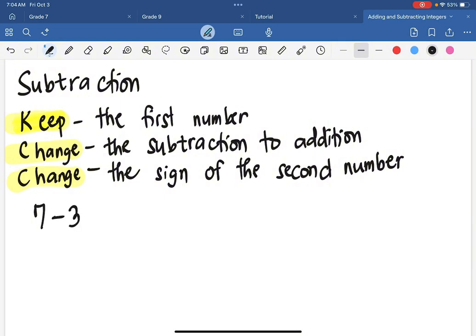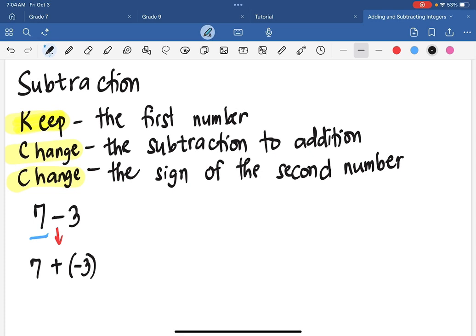Again, like what it says here for KCC, keep the first number, which is 7. So regardless if this is positive or negative, we just keep the number the way it is. So we just have 7. Now here, change the subtraction to addition, and the sign of the second number will be changed. So we now have 7. Again, our subtraction here will be addition, and our 3 here, which is positive, would become a negative number.